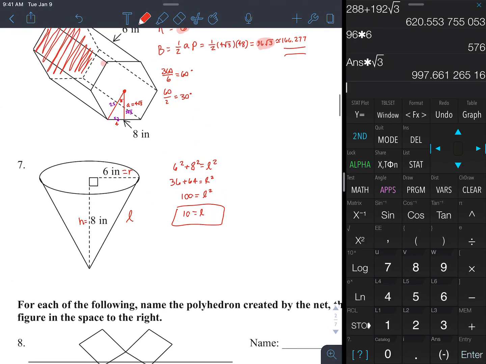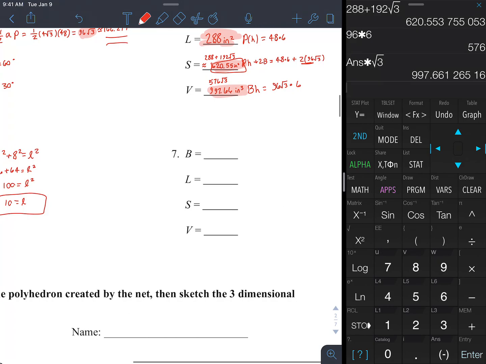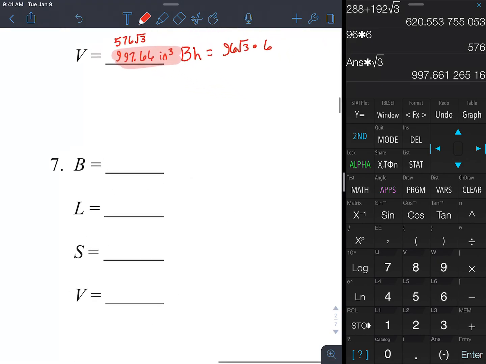Once you have that, then you can go ahead and start punching out your formulas. By the way, area of the base, that's just one of the circles right there. That's pi r squared. In this case, our radius was 6. Well, here, let's write it out the way it looks in the formula. Pi and then 6 squared, which is 36 pi. That would be in inches squared.